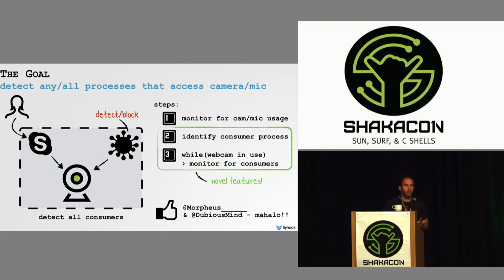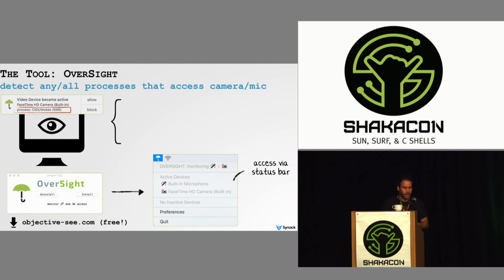So we'll go through these, but basically 3 steps. We monitor for mic and webcam usage. And then we identify the consumer process, or the process that is responsible for triggering the use of the webcam. And then while the webcam is in use, we monitor for new consumers. This might be legitimate if you're on FaceTime and Skype at the same time. I don't know why you would be, but it's more likely something suspicious. But again, the application will tell you what is piggybacking on, and then you can block or deny it.